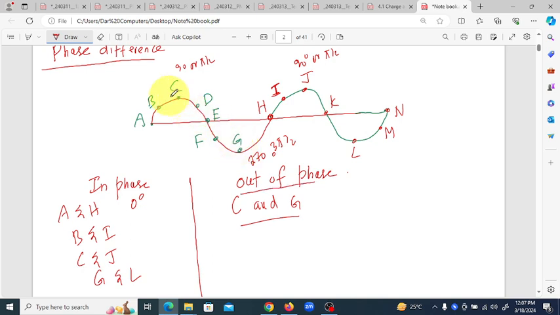what is the phase difference between C and G? You can compare 270 minus 90. That phase difference is 180 degree. So the phase difference is 180, and they are in anti-phase, or 180 degree out of phase.